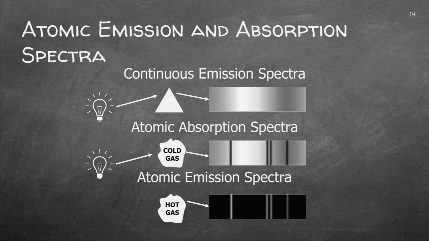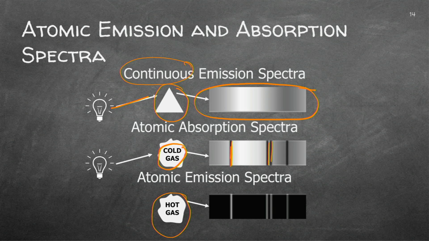Now let's have a look where we can see this. Can you see this? There's no color here, but you can see it's a continuous emission spectra. It's white light going into the prism, and you can see it's continuous. If it's going through a cold gas, you can see the line spectra there. And if it's a hot gas, you can see that absorption there.